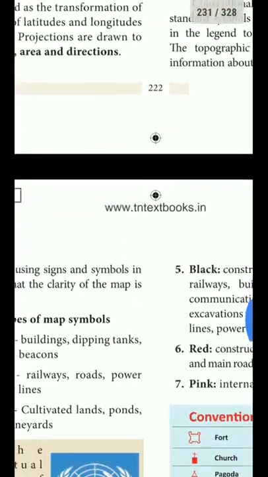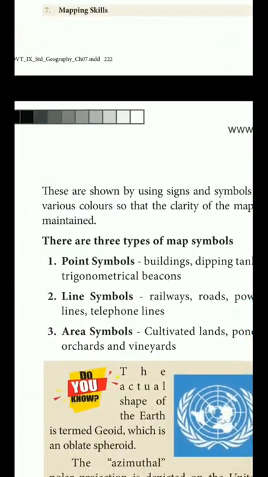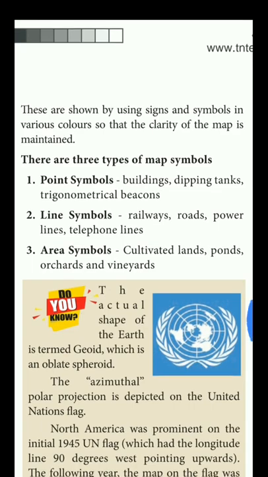So, these conventional signs are shown by using signs and symbols in various colors so that the clarity of the map was maintained. There are three types of map symbols. Do you know? Students, listen. What are the three types of map symbols? Point symbol, line symbol, area symbols.